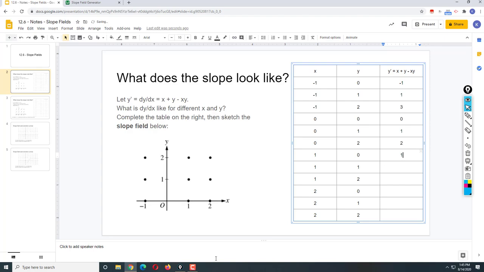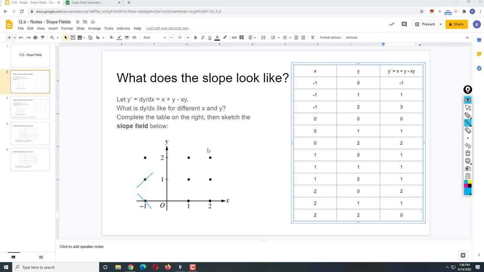We can keep doing this, and we will fill out this table. We figured out the slope, y prime, at all of these points. Once we have that, we can sketch what's called a slope field. So for example, at negative 1, 0, the slope is negative 1. So I can draw a line like this. At negative 1, 1, the slope is positive 1.